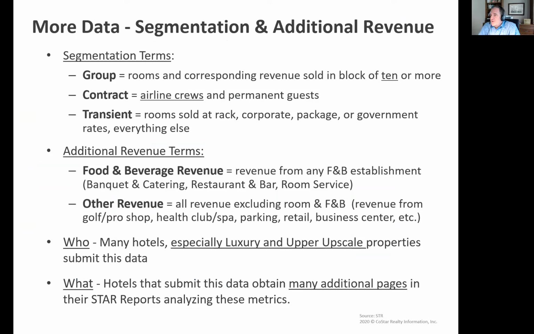One last set of definitions to mention to you when it comes to property level data. Another type of data we collect besides just the monthly data is a type of data called segmentation data. Now, the segmentation data is split into different buckets based upon the type of business. And let's look at the 3 types of business that we track. Group. Okay, now that means the rooms and the corresponding revenue. So we're collecting group rooms and group revenue separately from the total.